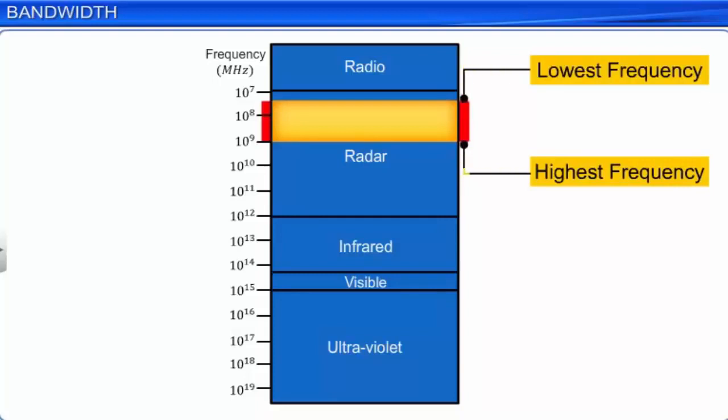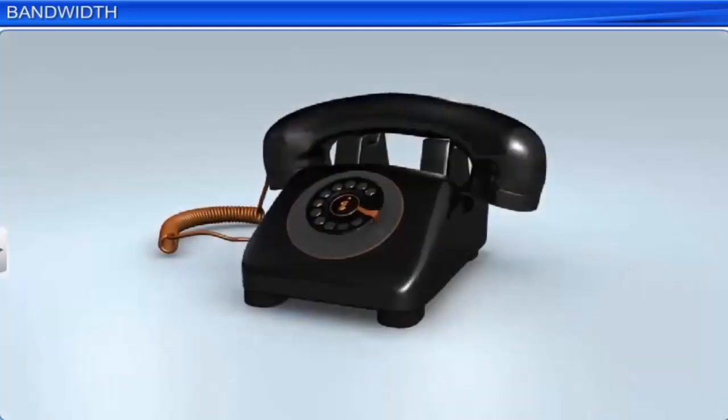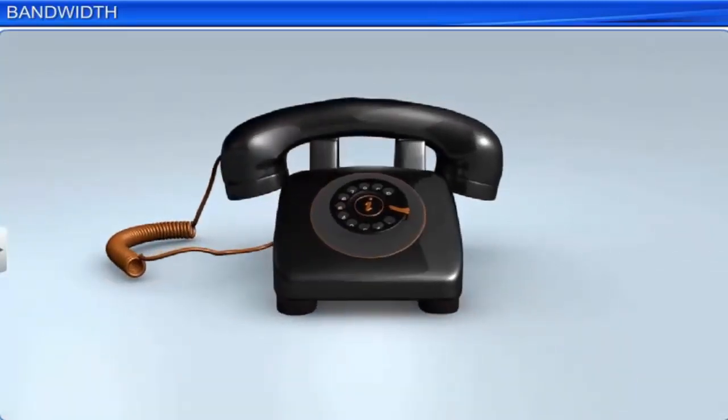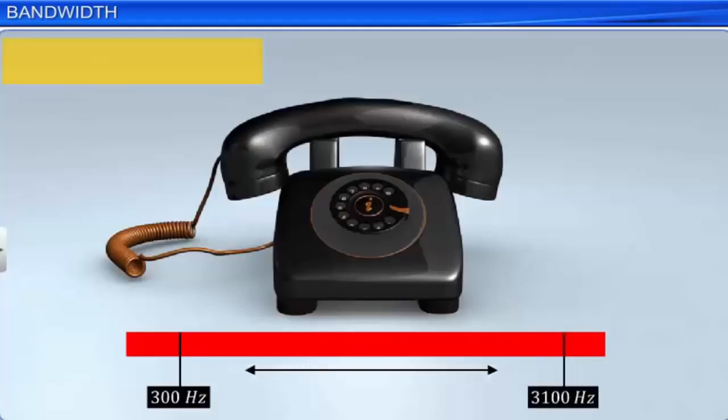The difference between the highest and lowest frequencies in a frequency band used to transmit a message signal is called the bandwidth of the signal. For example, telephonic voice signals are transmitted using the frequency band from 300 Hz to 3100 Hz. Thus, the bandwidth used to transmit telephonic voice signals is 3100 Hz minus 300 Hz or 2800 Hz.